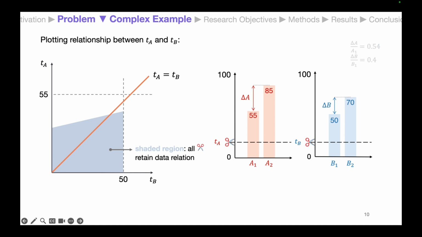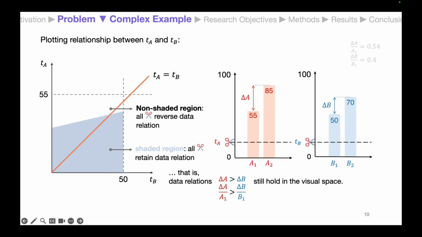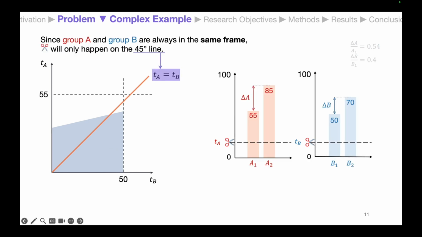That is to say, data relations delta A bigger than delta B and delta A divided by A1 bigger than delta B divided by B1 still hold in the visual space. And the non-shaded region here corresponds to all possible truncations that reverse the underlying data relation. In our paper and in most scenarios, group A and group B are always in the same frame, so truncations will only happen on the 45-degree line.